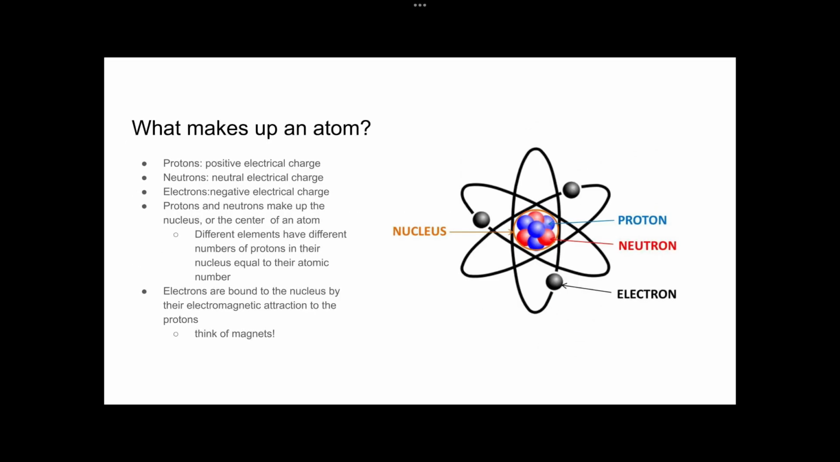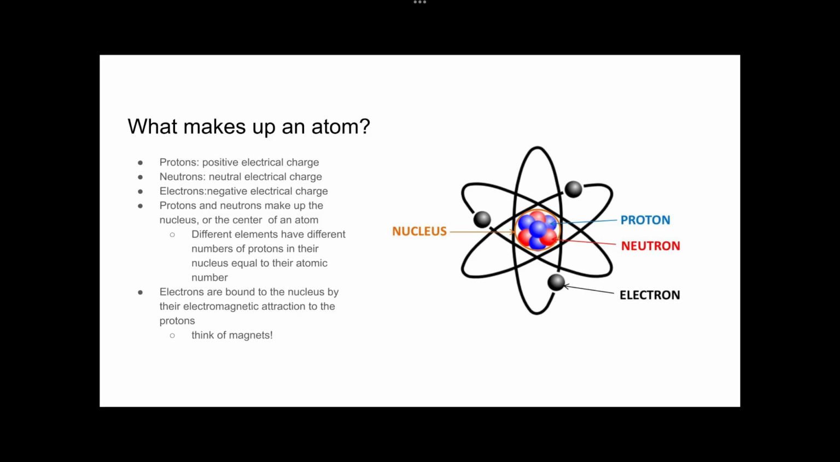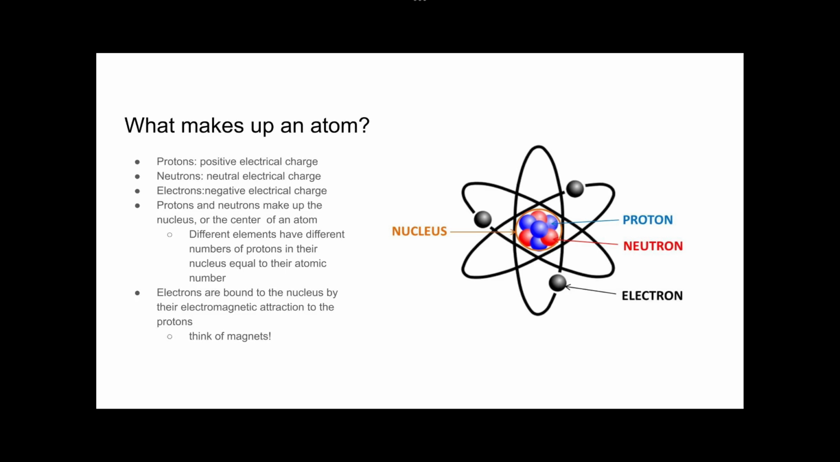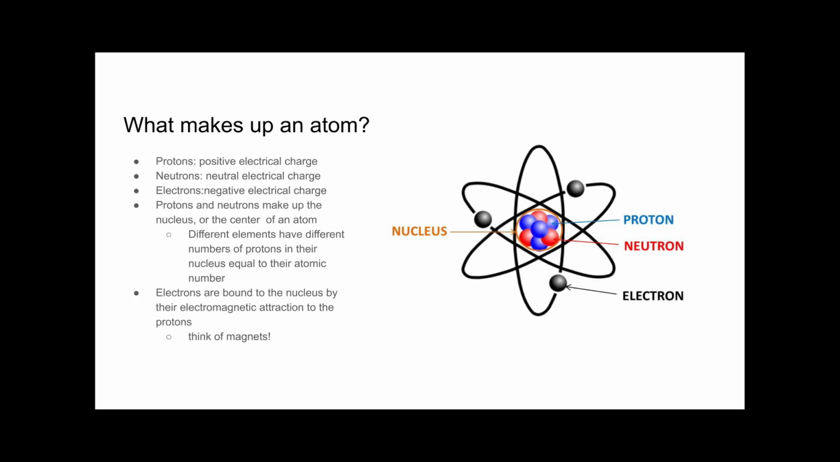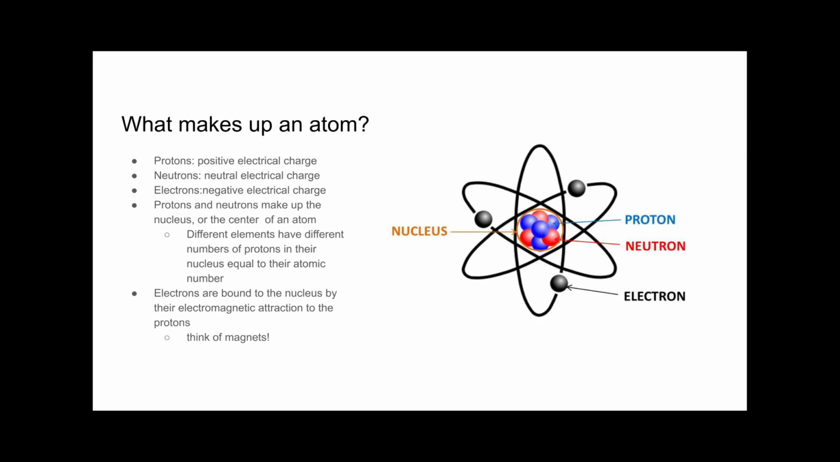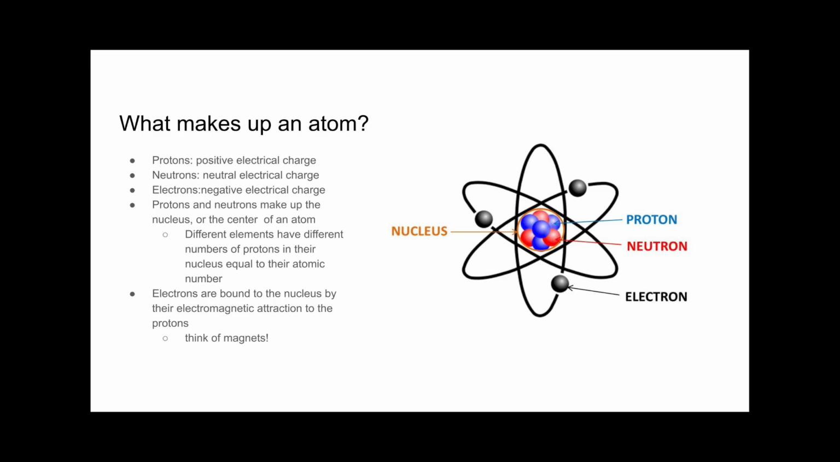Well, what makes up an atom? There's protons, which have a positive electrical charge, neutrons, which have a neutral electrical charge, and electrons, which have a negative electrical charge. Protons and neutrons make up the nucleus, or the center of the atom. Different elements have different numbers of protons in their nucleus equal to their atomic number. Electrons are bound to their nucleus by their electromagnetic attraction to the proton. Think of magnets and how the positive is always attracted to the negative.